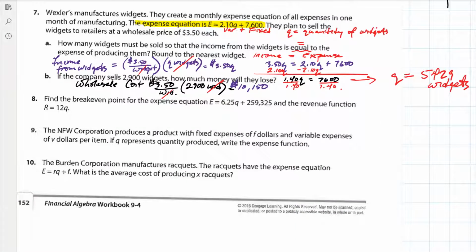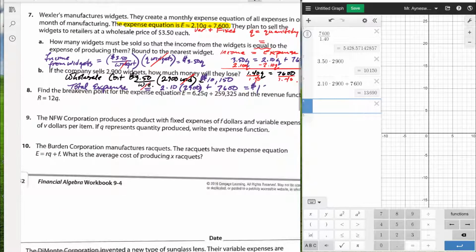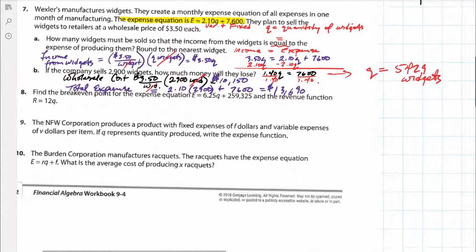Put a dollar sign on that. Now what we need to do is figure out the total expense for that. So total expenses, given the equation up there, is going to be equal to 210 times Q, so $2.10 times the 2,900, plus this fixed cost of 7,600. Let's type that in and see. $2.10 times 2,900, plus the fixed costs of 7,600. And notice it says $13,690. That's what it takes to produce these things.